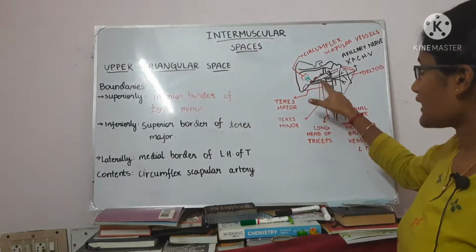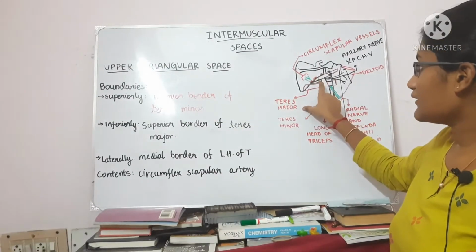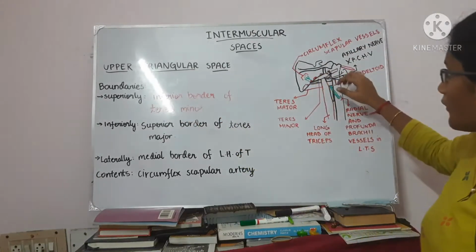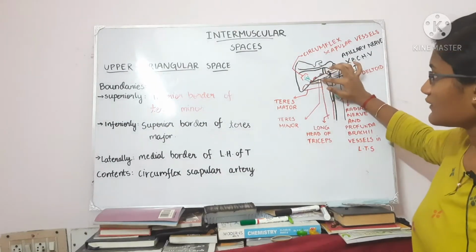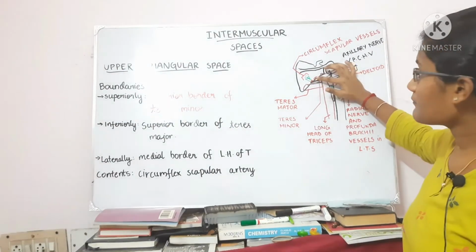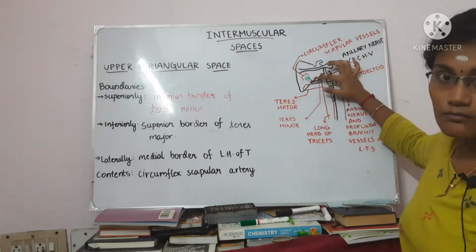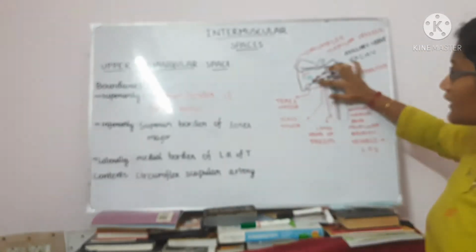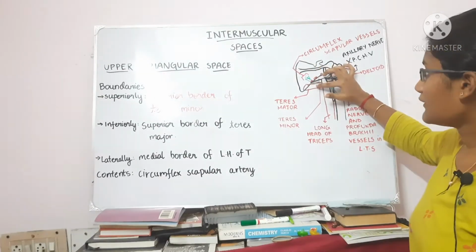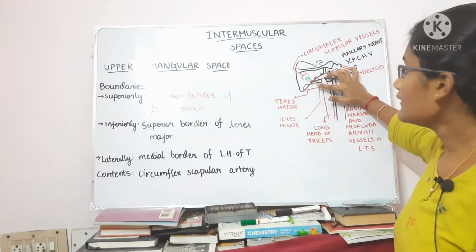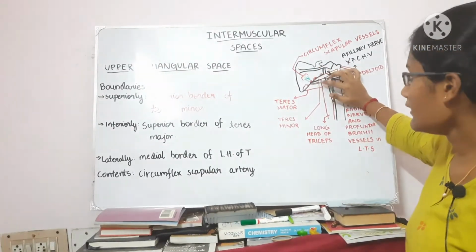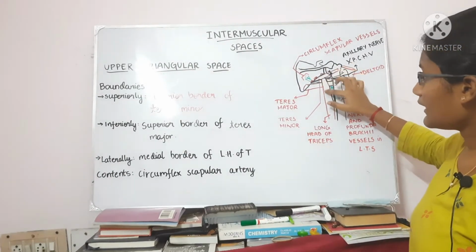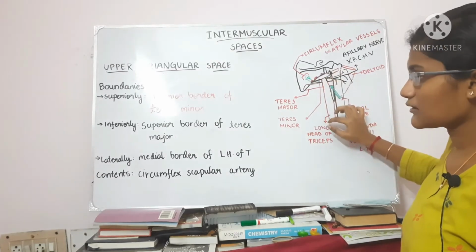Now coming to the upper triangular space. The upper triangular space is present over here, and it is bounded superiorly by the inferior border of teres minor. So you can see this is the upper triangular space. It is bounded superiorly by the inferior border of teres minor, and it is bounded inferiorly by the superior border of teres major. The upper triangular space lies between the teres minor and the teres major, and laterally it is bounded by the medial border of the long head of triceps.